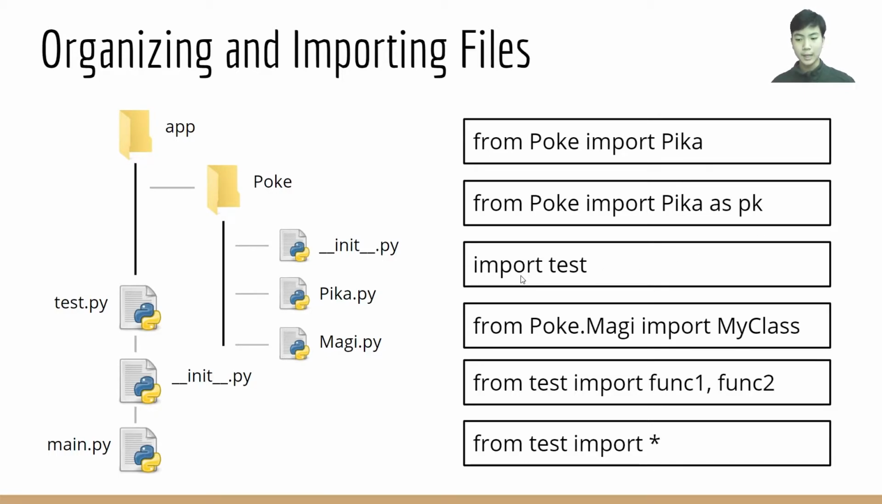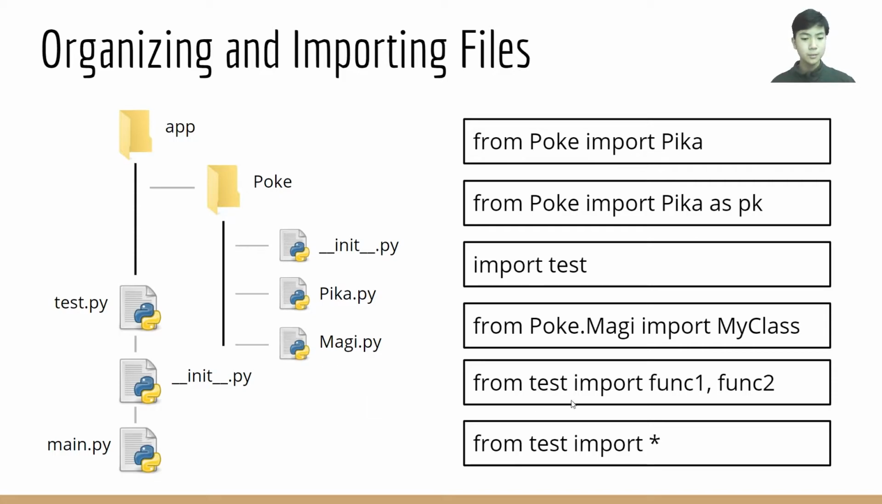And then import test basically will import the module called test.py, which is inside the same folder tree as main.py. So that's why we don't need to do from. And yeah. Now from poke.magi import my class is another way of calling up a module that is not in the same folder. Basically, you just have to call up the package name dot the module name, and then import my class or any object you want to import from that module.